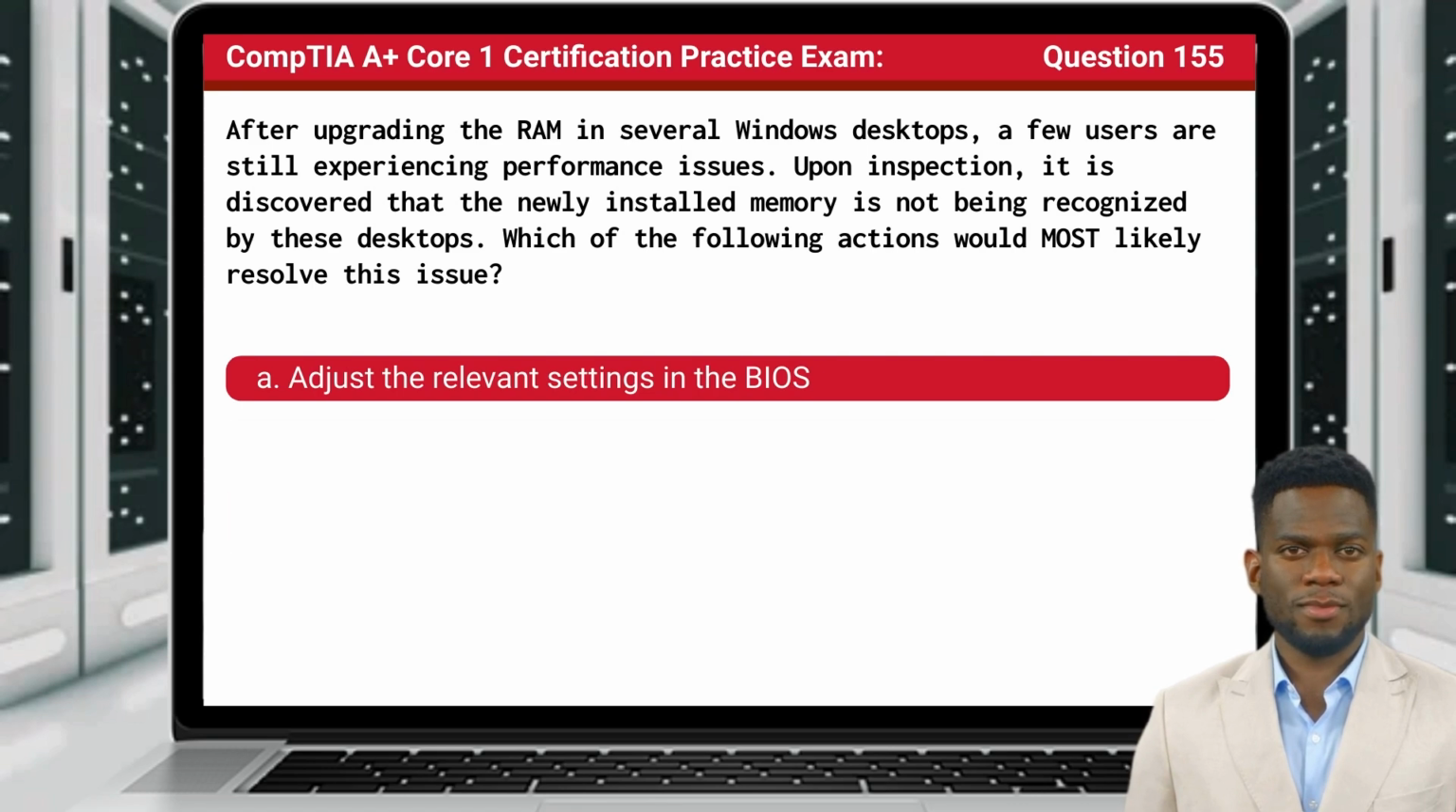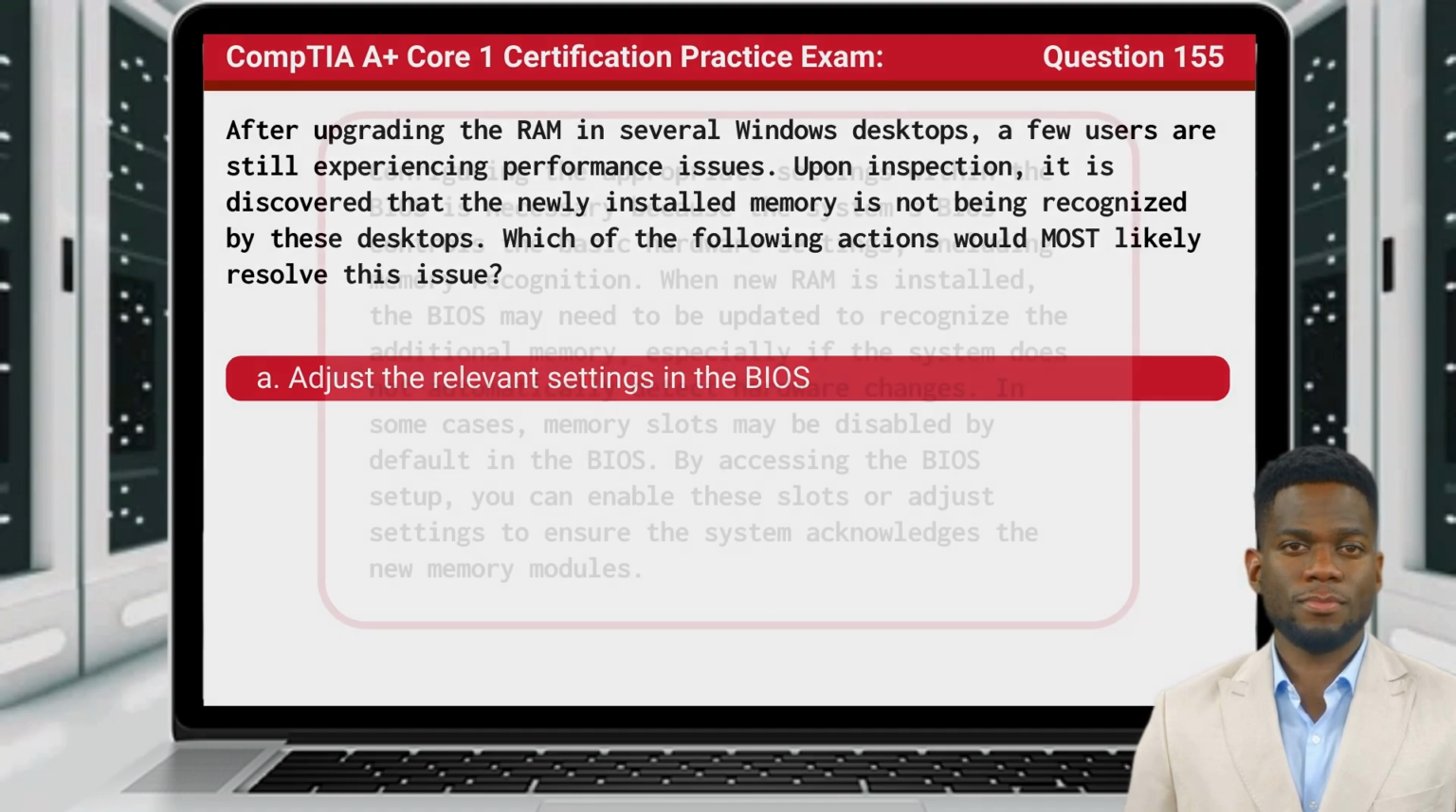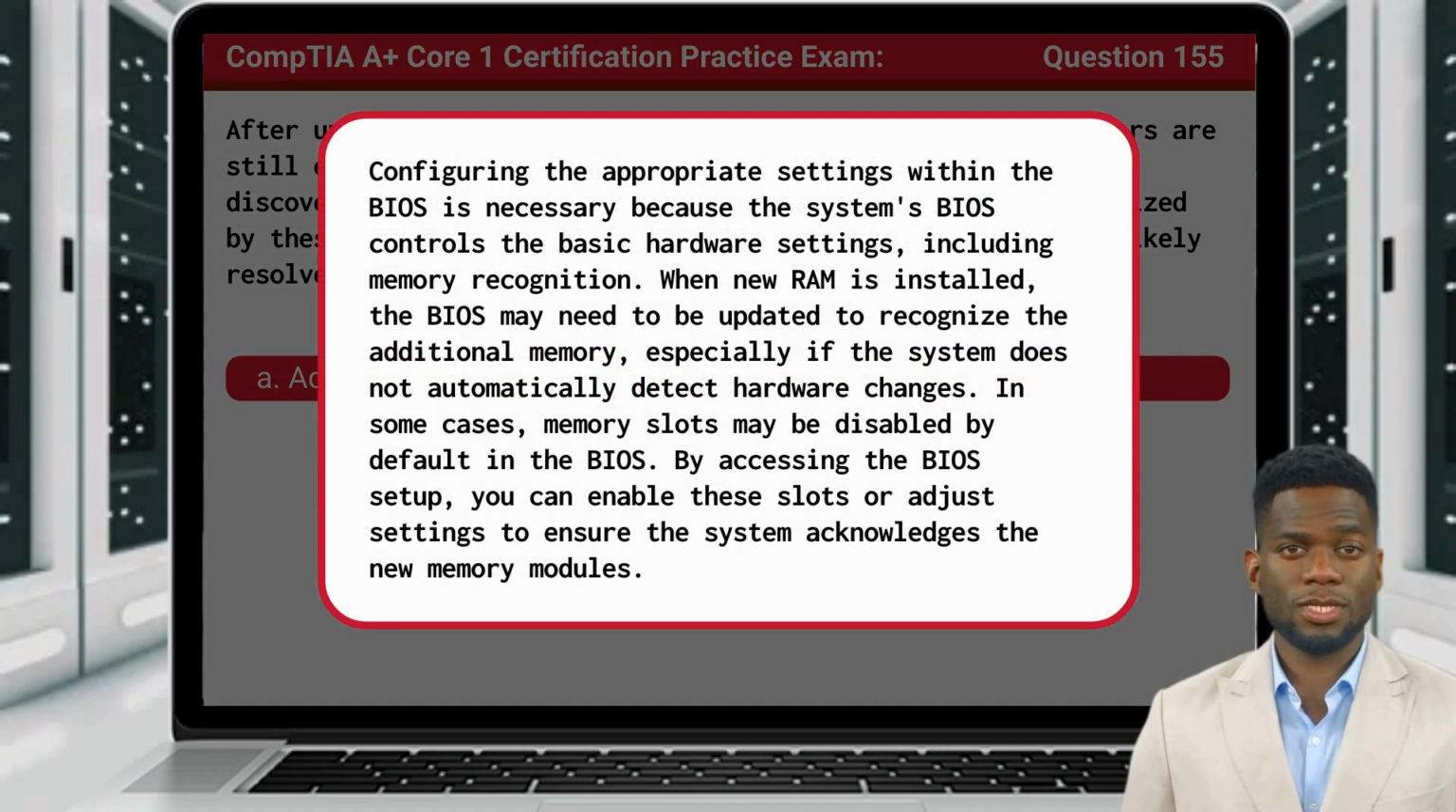The answer is A. Adjust the relevant settings in the BIOS. Configuring the appropriate settings within the BIOS is necessary because the system's BIOS controls the basic hardware settings, including memory recognition. When new RAM is installed, the BIOS may need to be updated to recognize the additional memory, especially if the system does not automatically detect hardware changes.